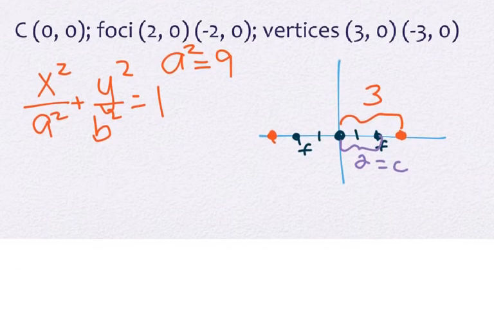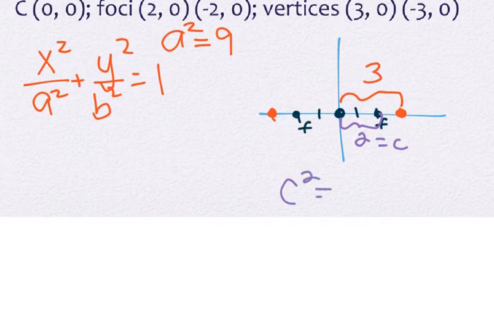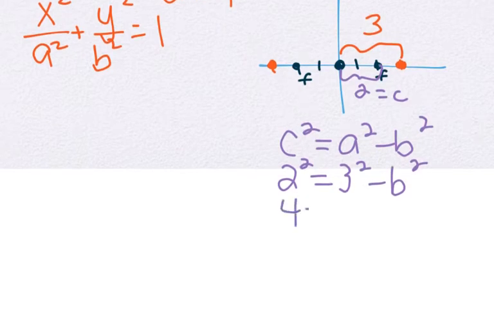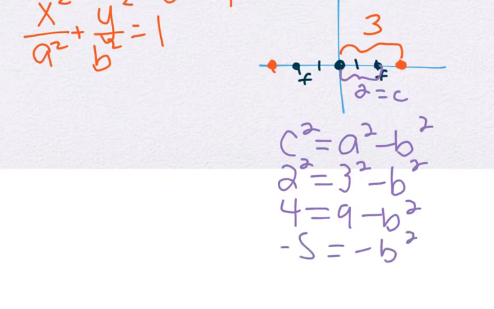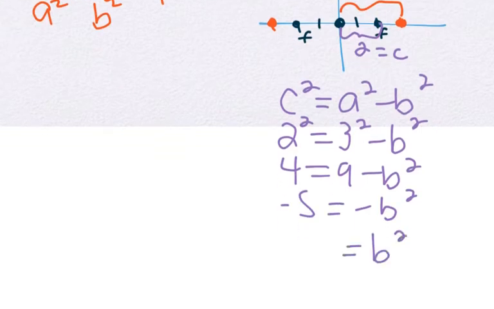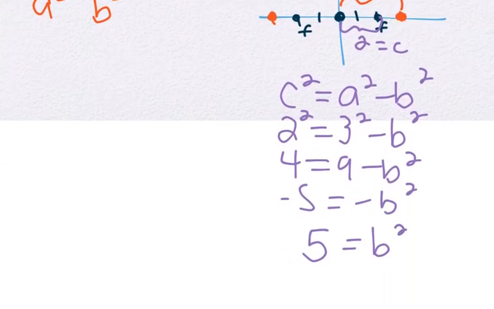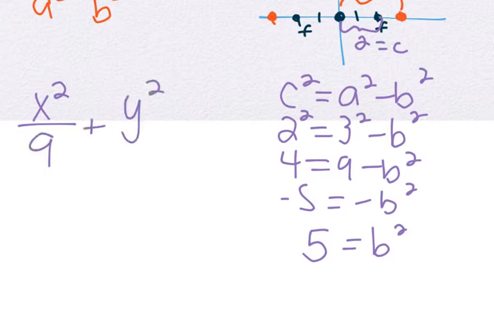Now the distance between the center and the foci is 2. That's c. So c squared equals a squared minus b squared. 2 squared would equal 3 squared minus b squared. 4 equals 9 minus b squared. Negative b squared equals negative 5. And b squared equals 5. So plug it in. x squared over a squared, which is 9, plus y squared over b squared, which is 5, equals 1.